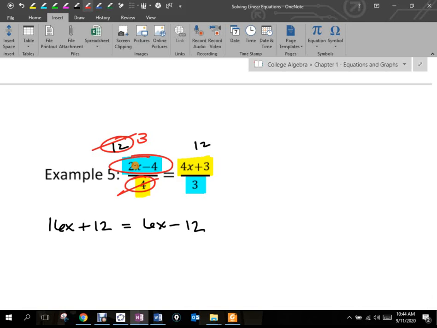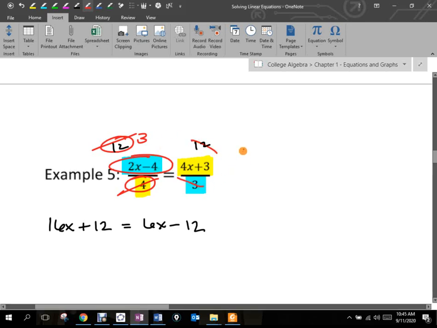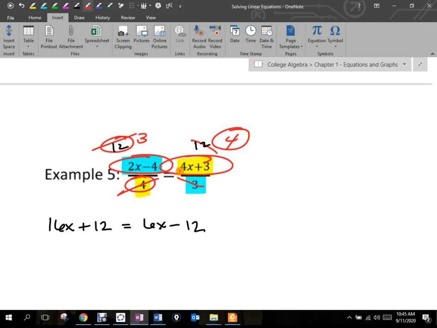Does that make sense? If I multiply the right-hand side by 12, the 12 and the 3 are going to cancel, and it leaves me with 4. I take that 4 times that 4x plus 3, and I get 16x plus 12, right? Get the same exact thing. So what's that tell me? Cross multiplication automatically generates the LCD, right? So when I multiply in a proportion by the LCD or I cross multiply, it's the same thing.